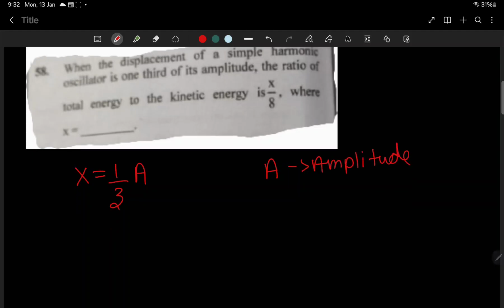Now the next question. I will take the questions itself. This is the next question. When the displacement of a simple harmonic oscillator is 1 by 3rd, that is, displacement is equal to 1 by 3 times of amplitude, and amplitude is equal to A. What is the ratio of total energy to kinetic energy?